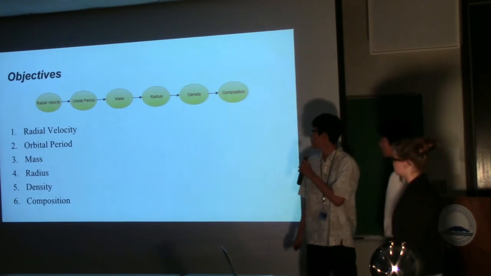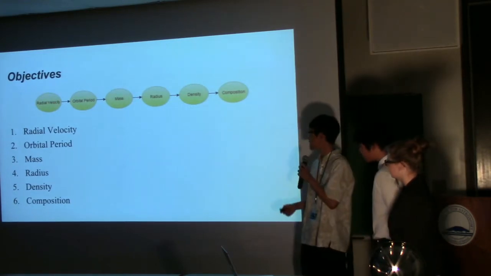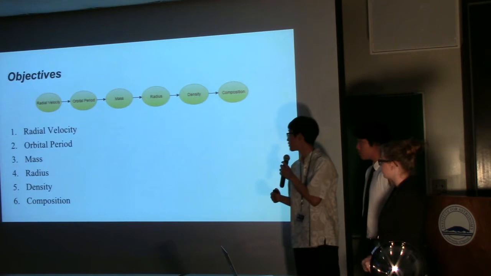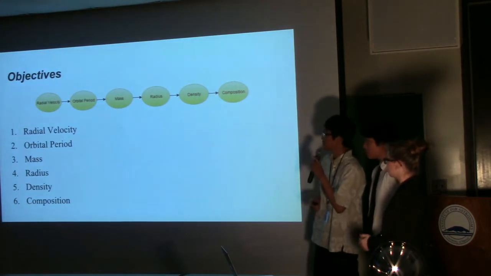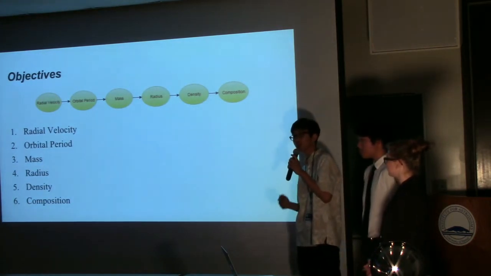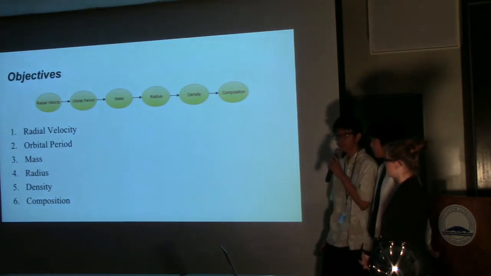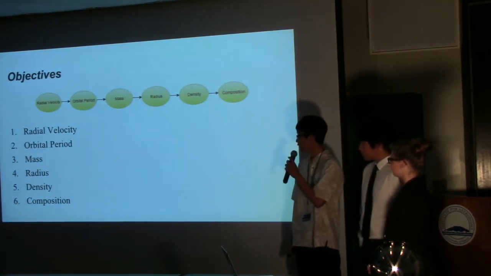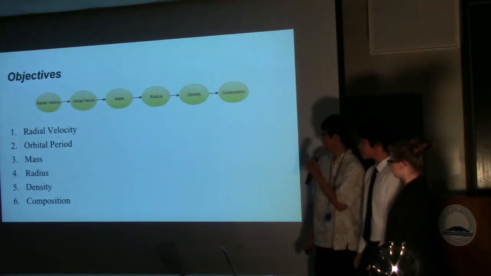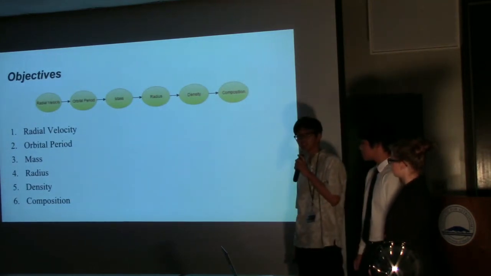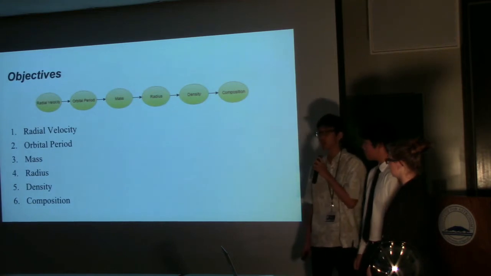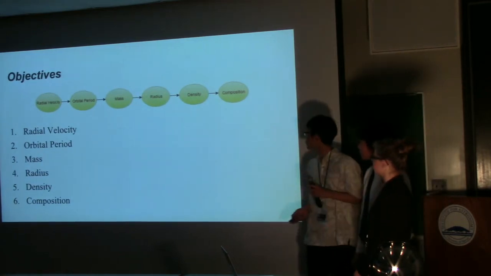So the objective: we wanted to find 6 different characteristics of the exoplanet using a combination of transit photometry and radial velocity methods. The first one we wanted to find was the radial velocity, and then the orbital period, and then mass, and then radius, and then density, and we wanted to predict the composition at the end.